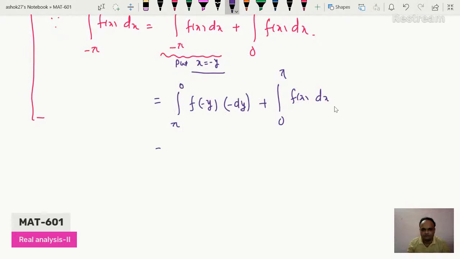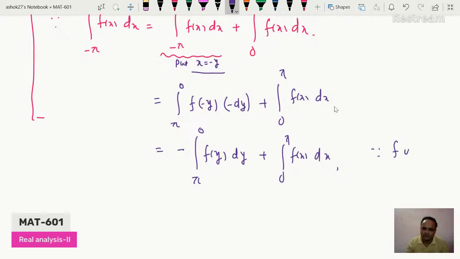But what is f of minus y? Since f is an even function, you can take this minus outside of the integration, so it will be pi to 0 of f of y dy, plus integration from 0 to pi of f(x) dx. Since f is an even function, we replace f of minus y by f of y. This is the definition of an even function.